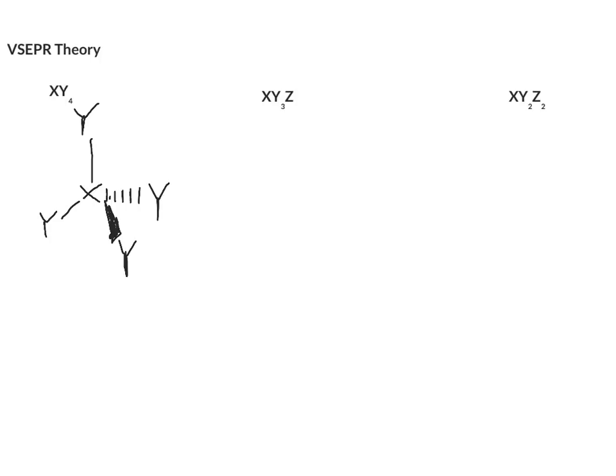VSEPR theory continued. What do you do whenever you introduce lone pairs, non-bonding electrons, around a central atom? What's on the screen is a tetrahedron, an XY_4 type from the previous video. And what you notice here, Z stands for lone pair electrons on the central atom. Notice that for this particular grouping, you have a total of 4 groups: 4, 3 plus 1, 2 plus 2.